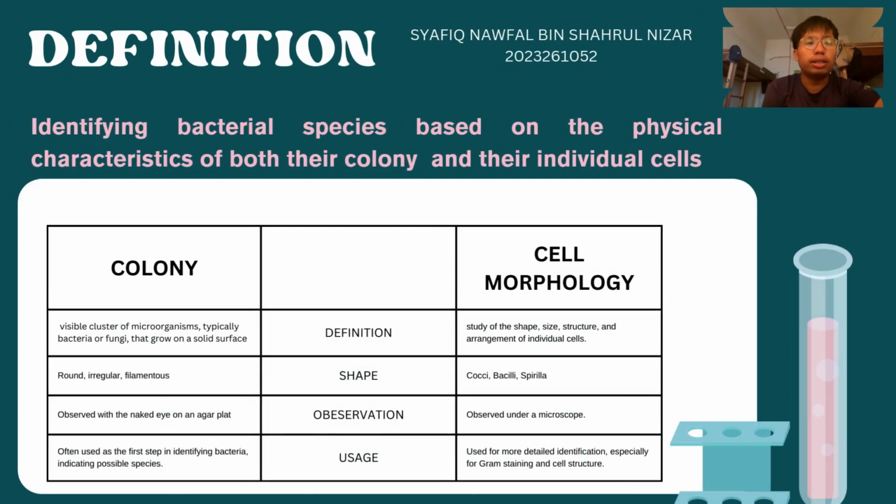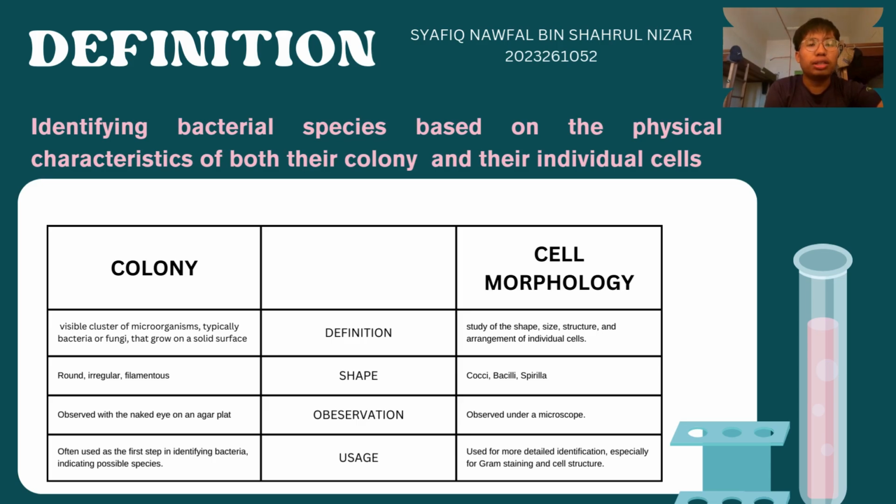The definition is identifying bacteria species based on the physical characteristics of both their colony and their individual cells. There are a few differences between colony and cell morphology, such as definition, shape, observation, and usage.